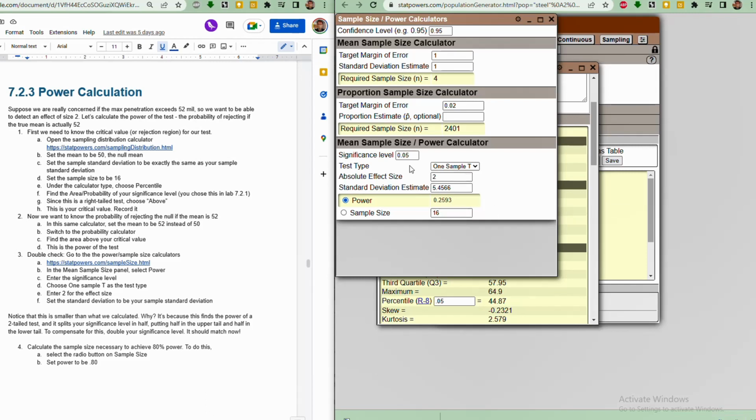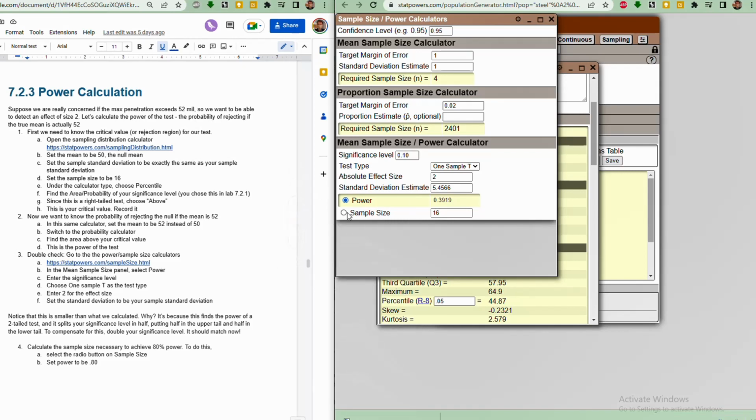But actually, we were doing a one-sided test. So in order to handle that, we actually double the significance value, because that 0.05 is split into the two tails with 2.5% in each tail. If we wanted 5% in the right tail, we'd have to put 10 here in order to do that. So actually, our sample size of 16 had a roughly 39% chance of detecting a difference as small as 2 mils, a mean difference. So if the mean was actually 52, we would have had about a 39% chance to reject the null hypothesis.